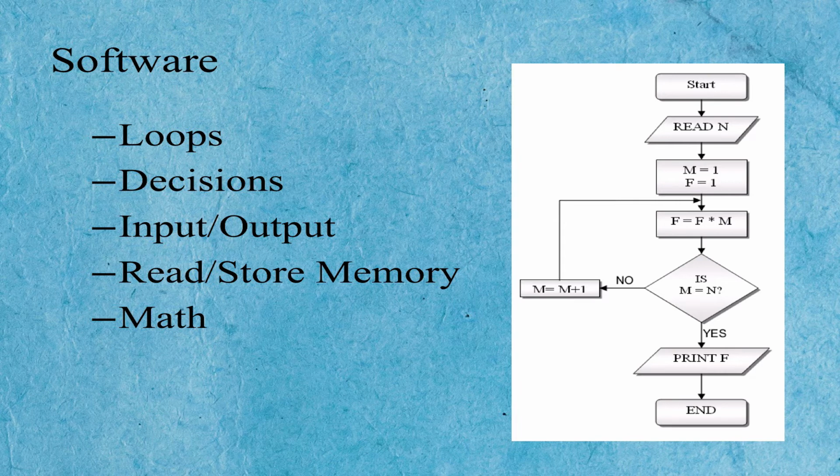Okay, so loops, decisions, input, output, do something with memory, and do some math, and there you have it. That's basically what every computer does, and that's how the programs work. And so then it just takes many, many years of practice and learning to get really good at writing the software for whatever application that you have that you want the computer to do.